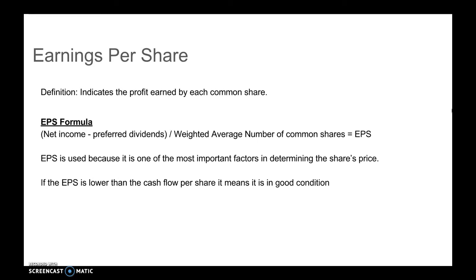Therefore, they do not subtract anything from net income. EPS is considered to be one of the most important factors in determining a share's price. If the cash flow per share is lower than the EPS, it means that the earnings are not going well, as it is in poor condition. If the cash flow per share is higher than the EPS, it means that earnings are doing well and are in good condition.